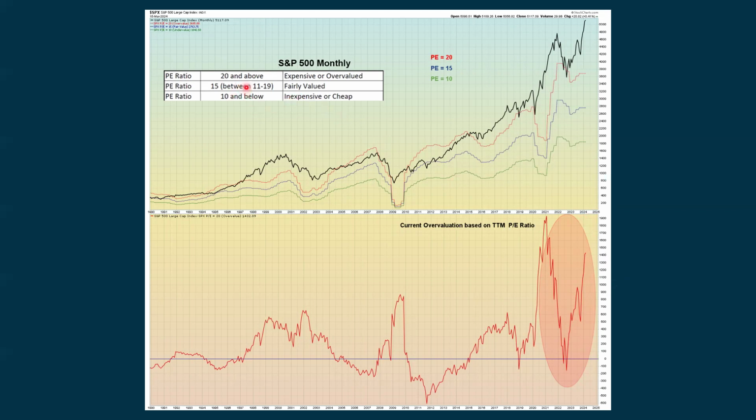When we're at 20 or above, we're considered to be expensive. The black line is the S&P 500. The red dashed line, that's the PE ratio of 20. And we're well above that. And I even break that out down below. When we're above 0, that means that we are expensive on a historical basis.